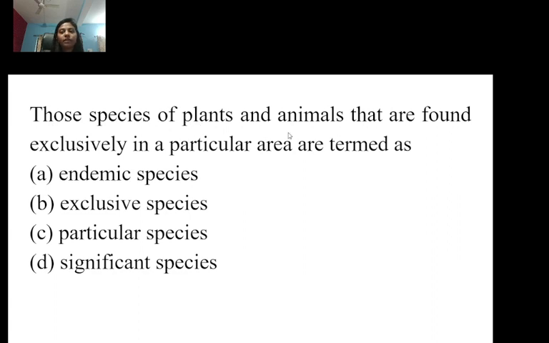Those species of plants and animals that are found exclusively in a particular area are termed as endemic species, exclusive species, particular species, or significant species. Yes, those species of plants and animals that are found exclusively in a particular area are termed as which? Yes, quickly respond, students.